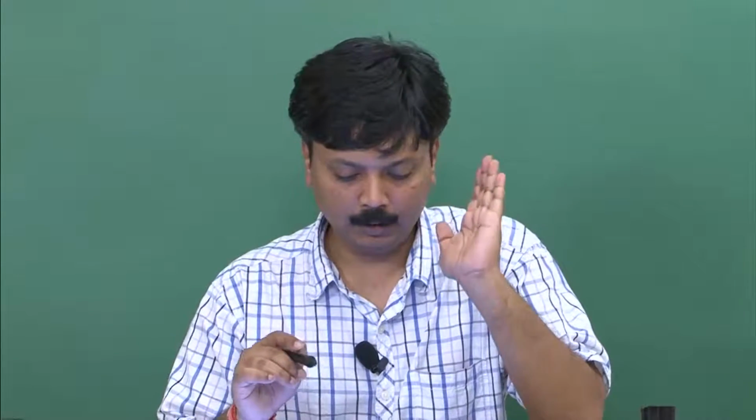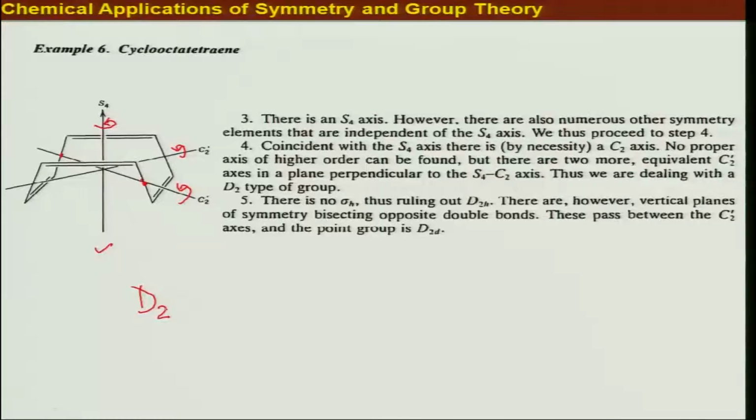The moment I know that there are sigma d's, I have to find out how many sigma d's. It demands that I should have at least 2 sigma d's. Then I can call this point group D2d. So, let us find out. I have these 2 C2 primes, here and here, and the definition of sigma d is that for a sigma plane to be called sigma d, that plane has to bisect the dihedral angle formed by the principal axis and the two perpendicular C2s.